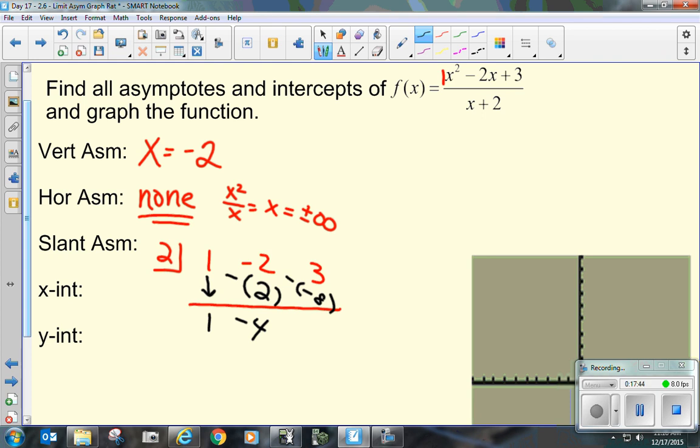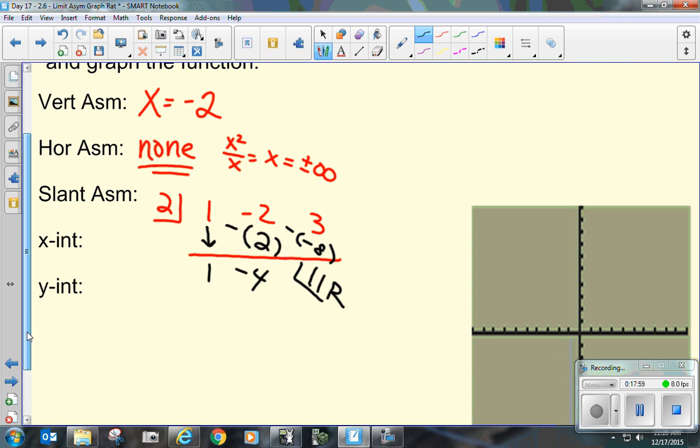See, so we get the same answer. That's your remainder. Which means this is technically 0x. This is 1x, right? So y equals x minus 4. That's my slant asymptote right there on that line.